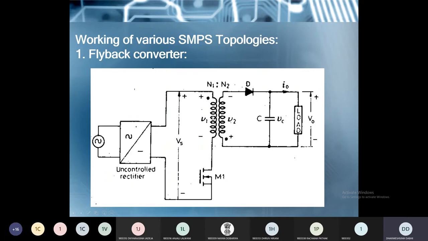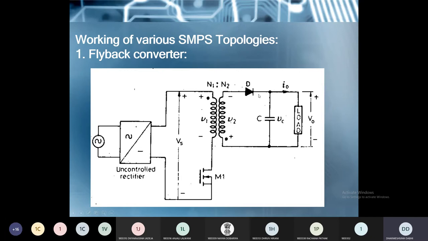So this high frequency AC is transferred to the secondary side by the transformer. Its function is to isolate your load from the source, as well as to step up or step down your AC voltage. And then at the output side, here we use a diode based rectifier.